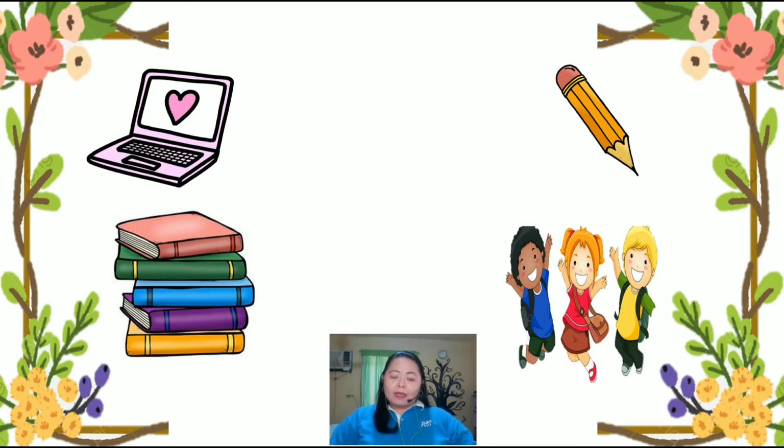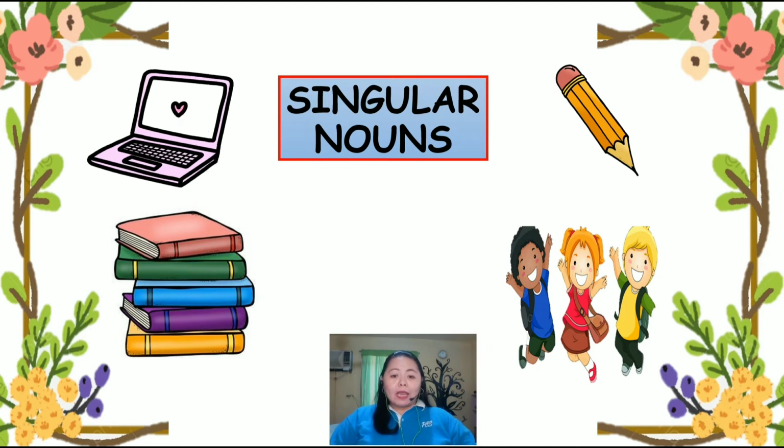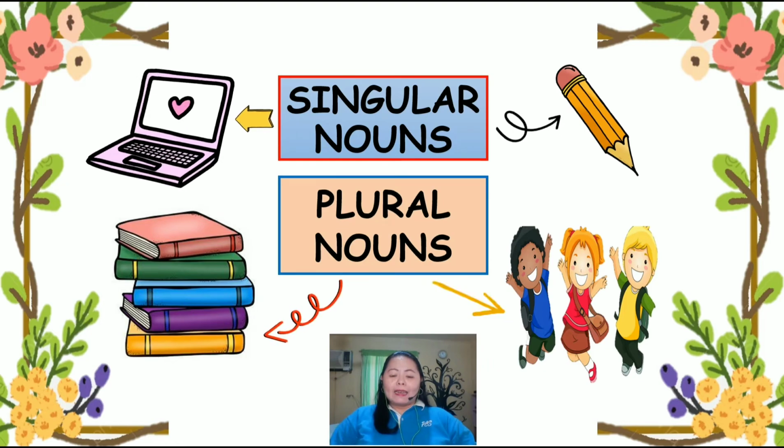So these nouns that mean only one are called singular nouns. On the other hand, how many books do we have? Let's say we have 5 books in this slide. How about the children? How many are they? There are 3 of them. Now, when we speak of nouns that are 2 or more than 1, then we call them plural nouns.